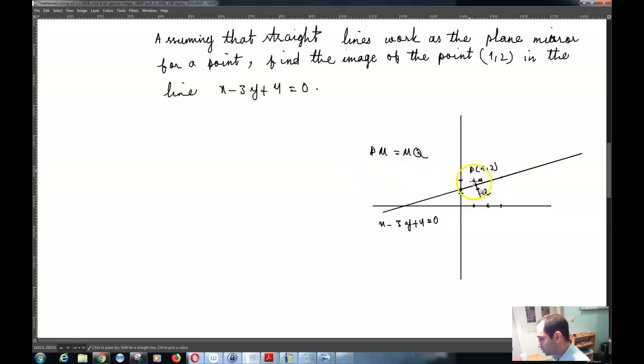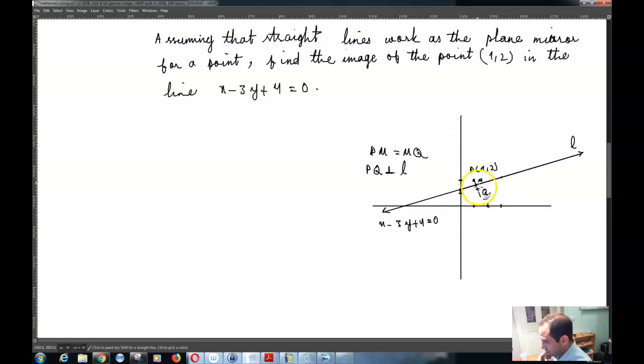PQ, this line segment over here, is perpendicular to the line, let's call it L, meaning that these two are perpendicular. So that means that M is actually the midpoint of PQ. So now you want to find the coordinates of this point Q.